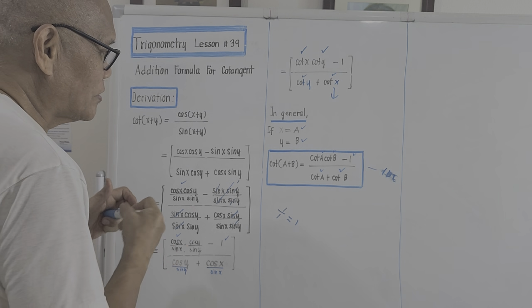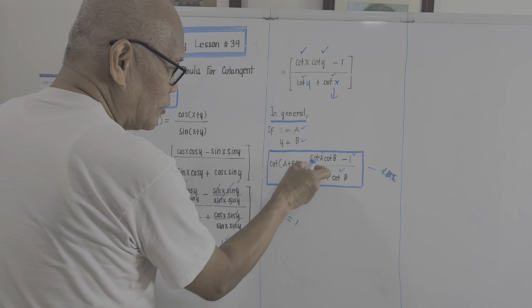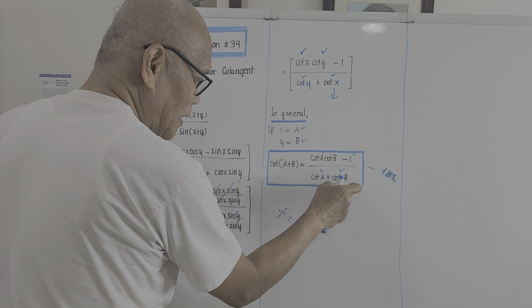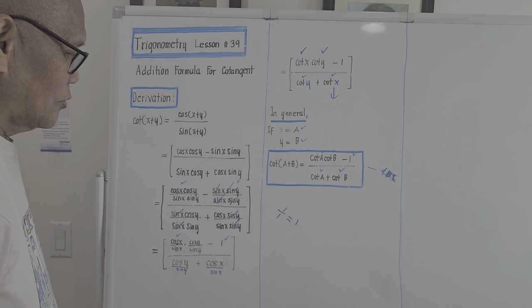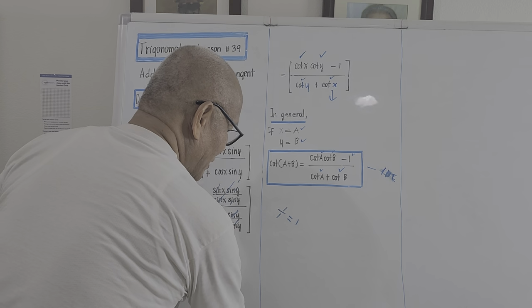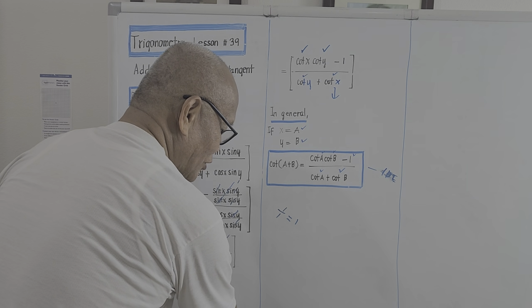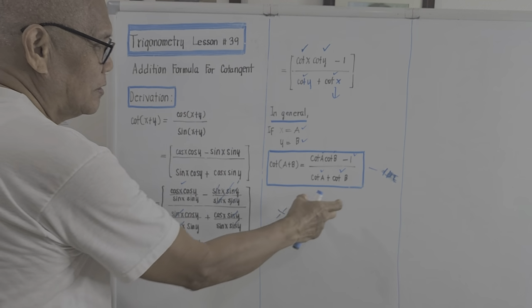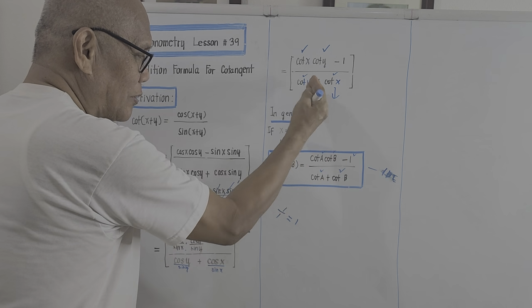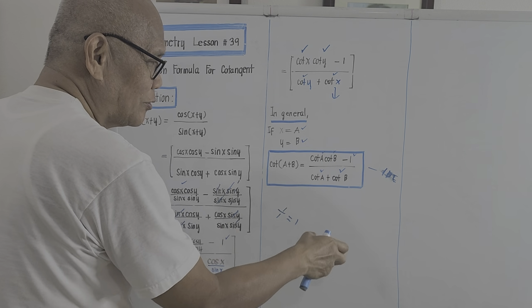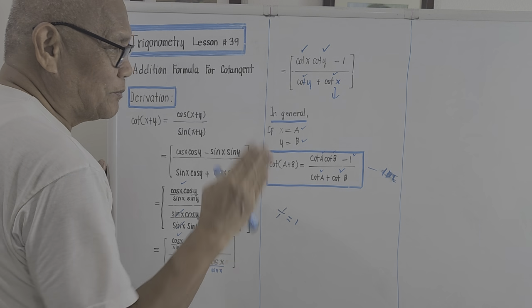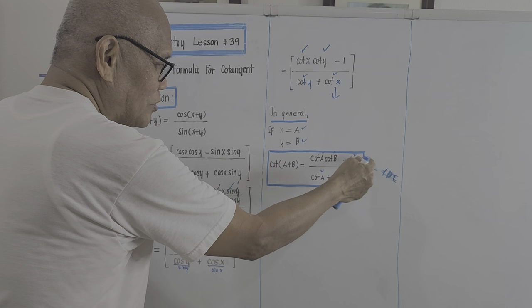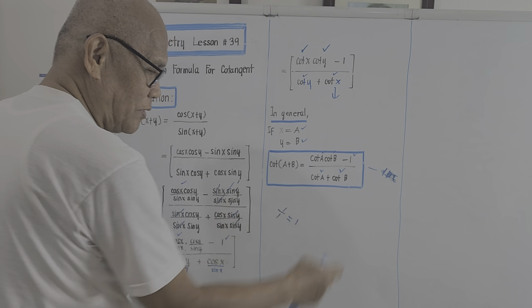So in general, the cotangent of the quantity a plus b will be cotangent of a times cotangent of b minus 1, over cotangent of a plus cotangent of b. So at least you now know the difference between the expansion of a tangent and cotangent function. In the tangent, this portion is on the numerator and this portion is on the denominator. But for a cotangent, the product of cotangent a and b is in the numerator, minus 1, all over cotangent of a plus cotangent of b.